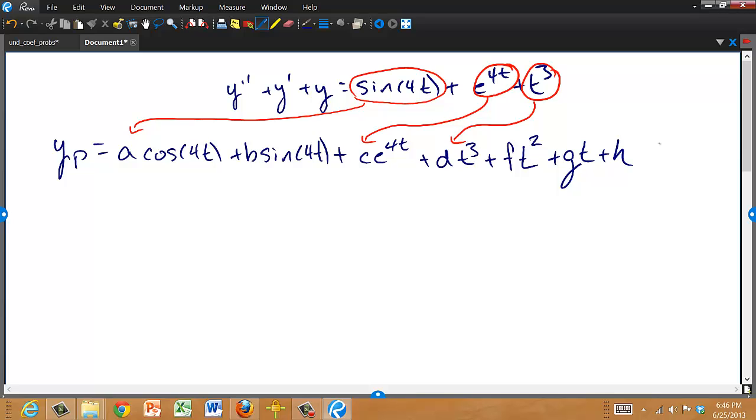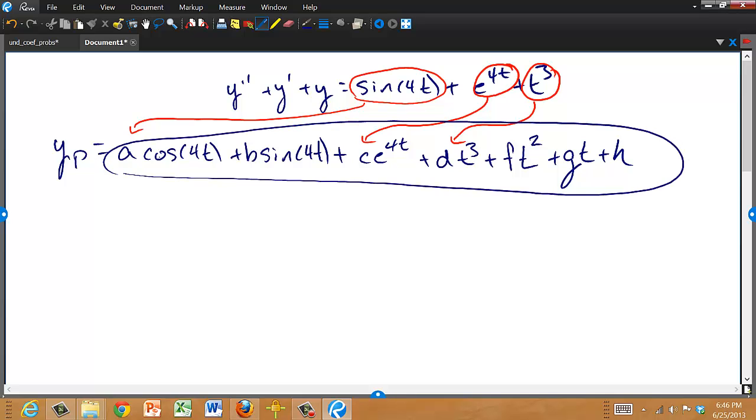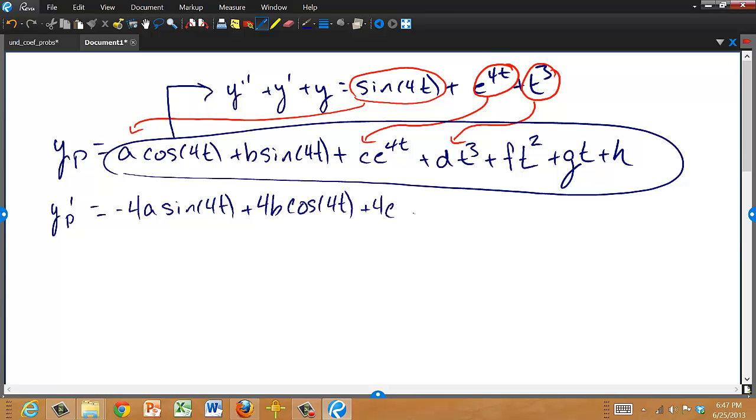Alright, and now this proceeds just the same as all the other problems. I need to take this guess, plug it into the left-hand side of my ODE, and see what that says about my coefficients. What do those coefficients have to be to make that left-hand side equal the right-hand side of the ODE? Well, yp prime would therefore be negative 4a sine 4t plus 4b cosine 4t plus 4c e to the 4t plus 3dt squared plus 2ft plus g.